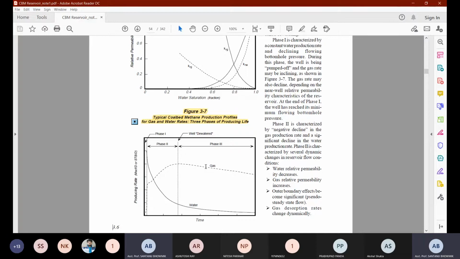And at this point you can say that there is very little or no water present in the coal bed methane reservoir. Okay, so this is a typical graph, a general graph.